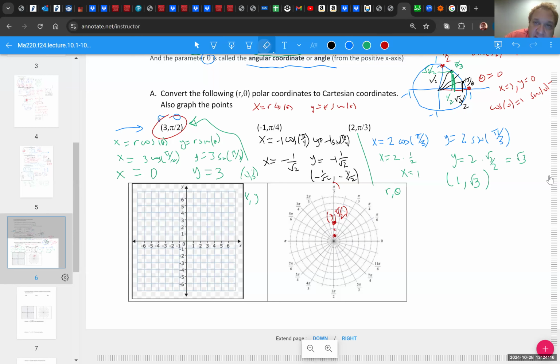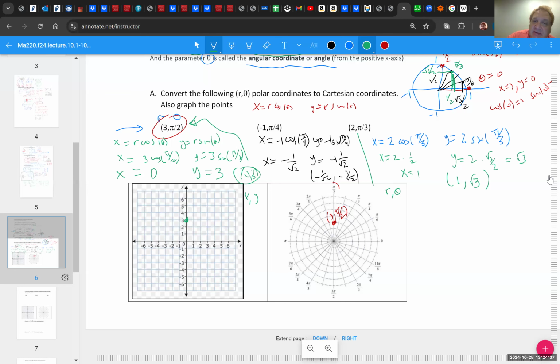Maybe I'll get rid of these other little hash marks so it's not so confusing. That's 3 comma pi over 2. We said, by the way, that that was equivalent to 0 comma 3 in the rectangular world, in XY world. 0 comma 3 is x is 0, y is 3, and it's the same location: 0 comma 3 and 3 comma pi over 2.